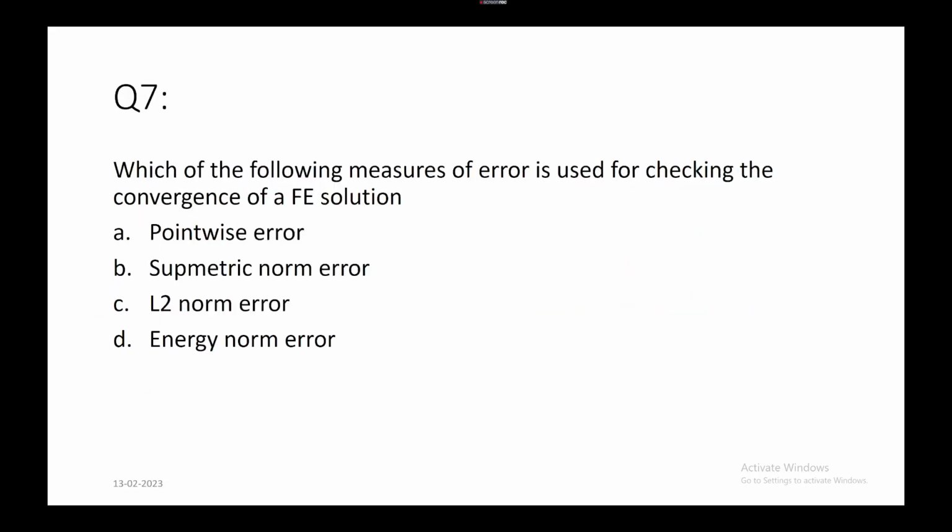Okay. So next one. Which of the following measures of error is used for checking the convergence of a FE solution? We just saw the different types of errors, right? Measures of error. Among these, which of the following is used for checking the convergence? You might know that there is some criterion for convergence of a FE solution. Can you recall which type of measure of error is used for checking the convergence? Four options: pointwise error, supremum error, L2 norm error, and energy norm.